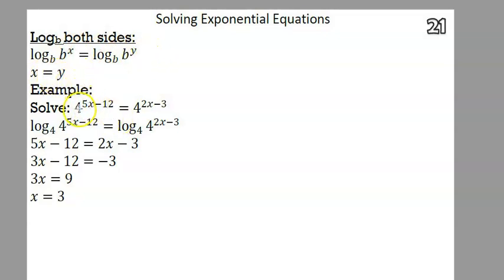Here's an example. 4 to the 5x minus 12 equals 4 to the 2x minus 3. You would log base 4 each side to get rid of the 4s. Then you just have the linear equation 5x minus 12 equals 2x minus 3. Solve for x. For these kinds of equations, they might simplify to a linear equation or a quadratic equation. So be careful with that and review your factoring rules and solving rules.